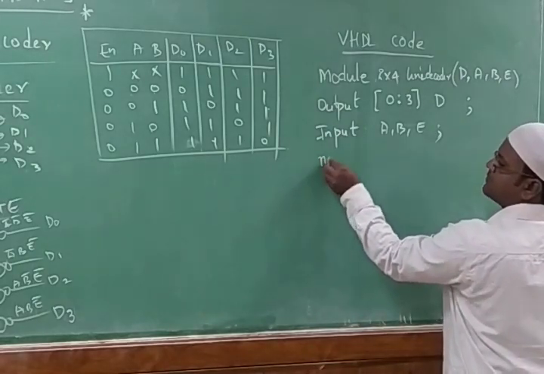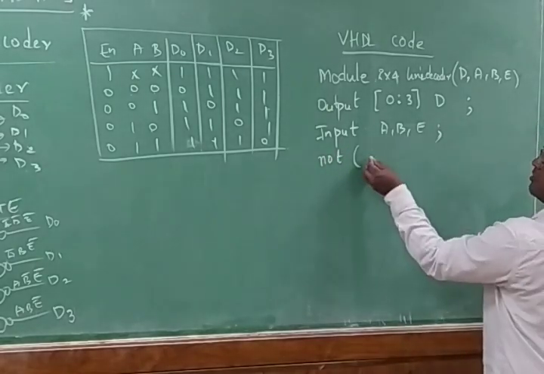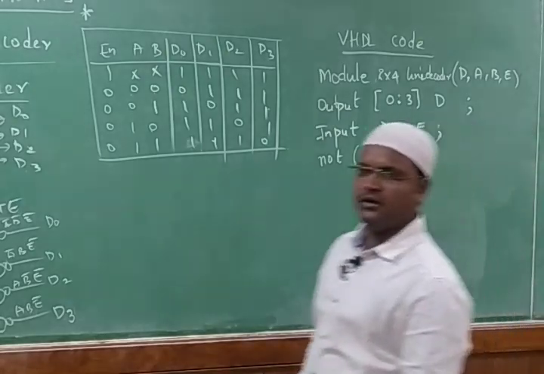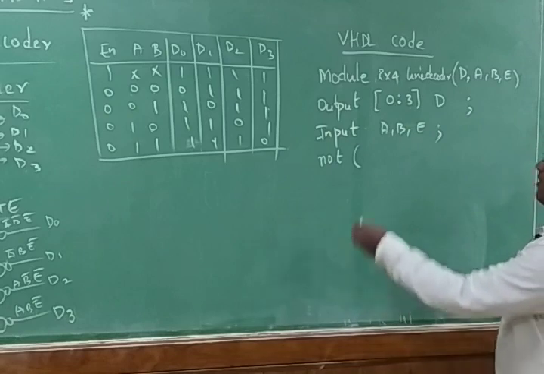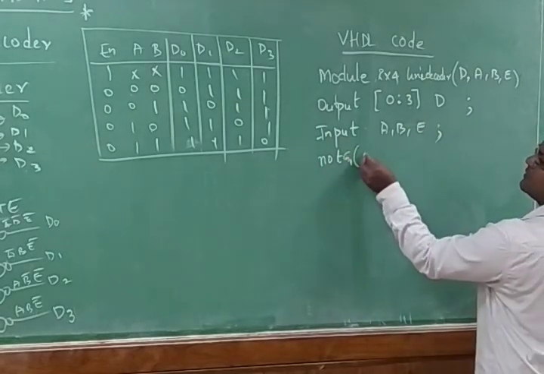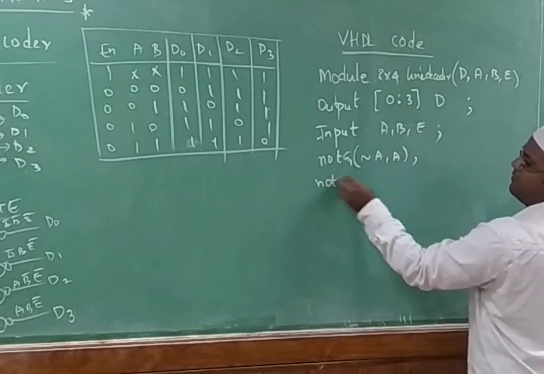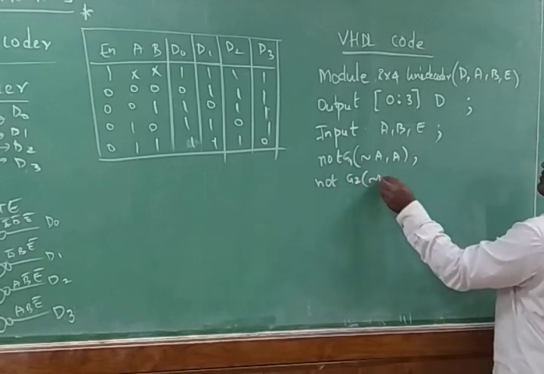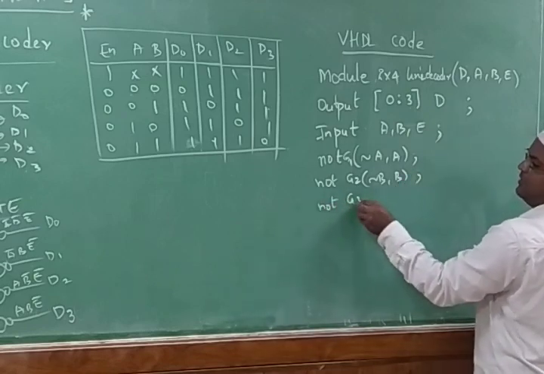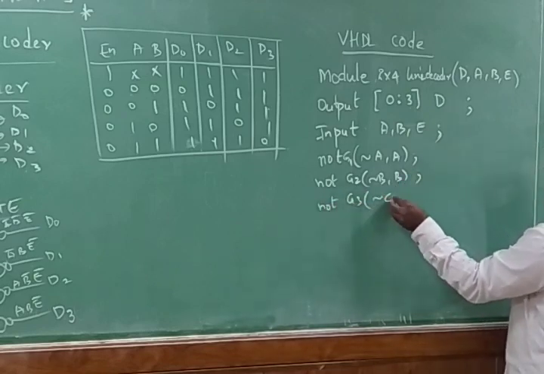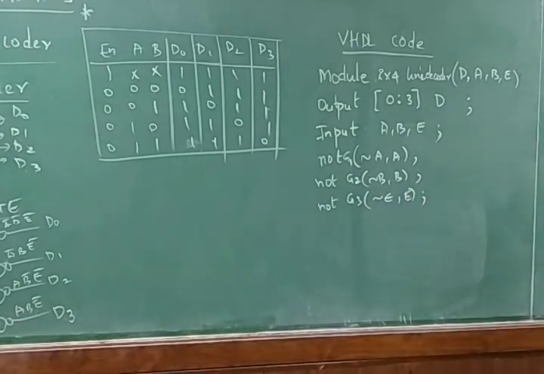So the first NOT gate is for A. So NOT of, what is the output? For the first one we can write A complement with A. For this particular thing we need to write NOT of G1, negation of A with A. Second NOT gate, NOT of G2, negation of B with B as the input. NOT of G3, negation of enable, with input E, right? NOT gates are done. Now we had NAND gates.